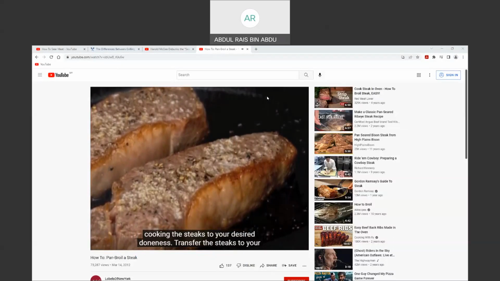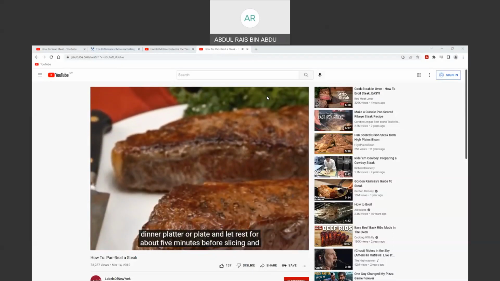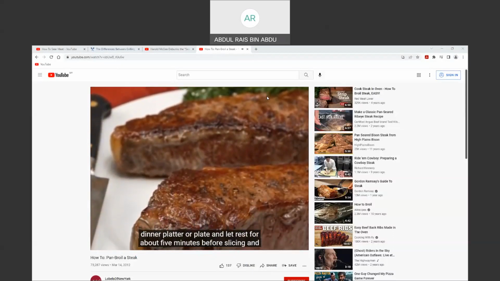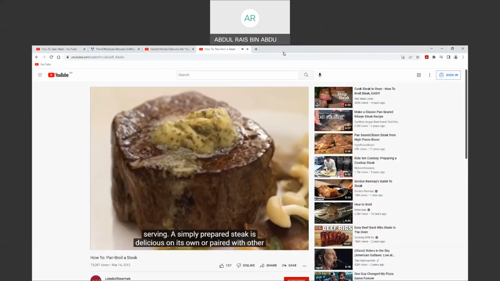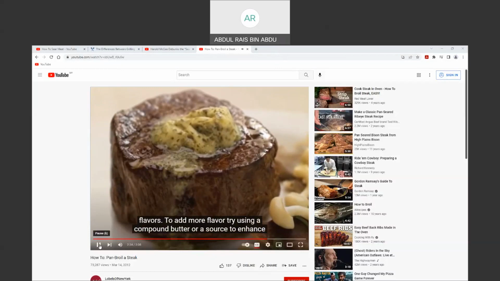Transfer the steaks to your dinner platter or plate and let rest for about 5 minutes before slicing and on its own or paired with other flavors.